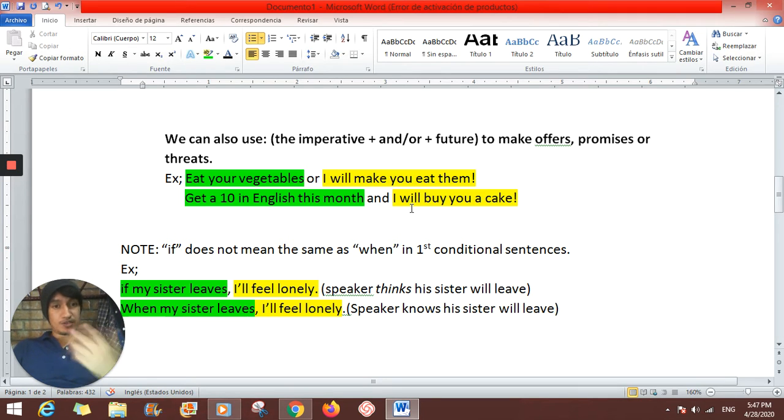Okay? If you're trying to threaten someone, you can also use the first conditional with imperative. For example, touch me again, and I'll kick your butt. I don't know, something like that. Just remember, present, and then your main clause, future.